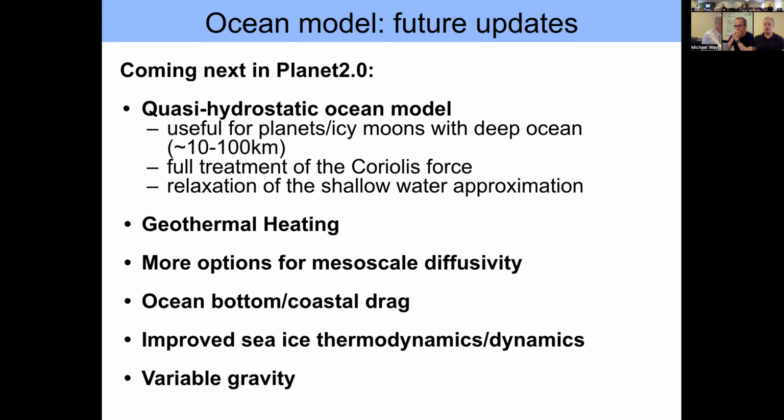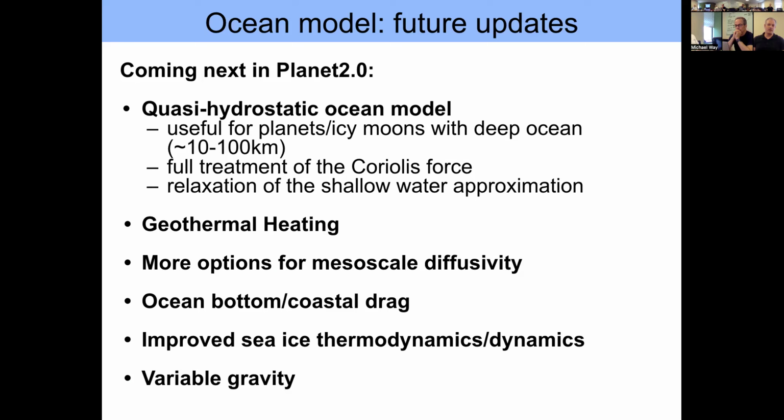We have more options for mesoscale diffusivity. So you go from constant mesoscale diffusivity throughout the ocean to something a bit more physically realistic with some exponential decay of your mesoscale diffusivity. You can now activate physical parameterization for the bottom drag at the bottom of the ocean, or coastal drag. We're soon going to implement some improvement to the sea ice thermodynamics, and in particular, an improved version of the radiative transfer through the sea ice.